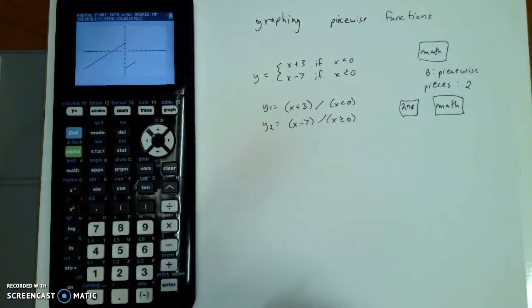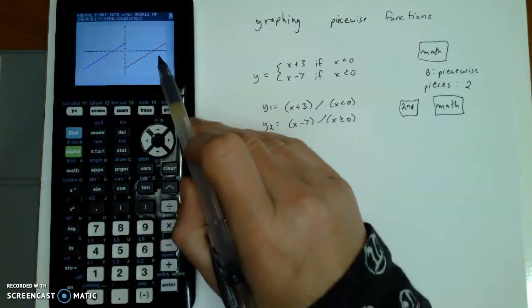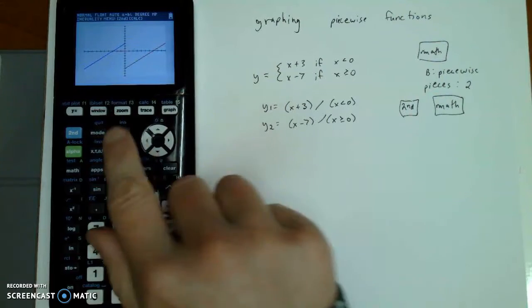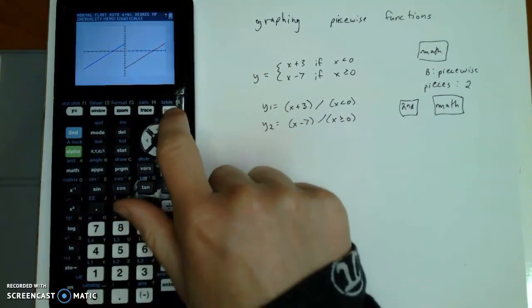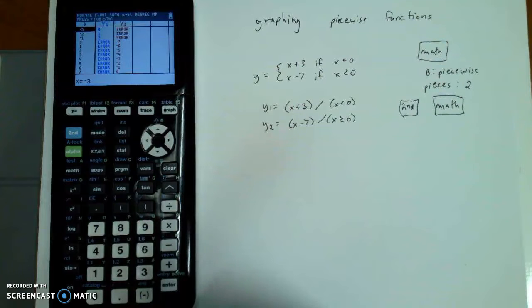Now the main difference, because I've entered this as 2 lines, we will see 2 different colors. So the blue line is the first piece, the red line is the second piece. And now if we go to table, we are going to see obviously values for both lines, but we're also going to see error messages.